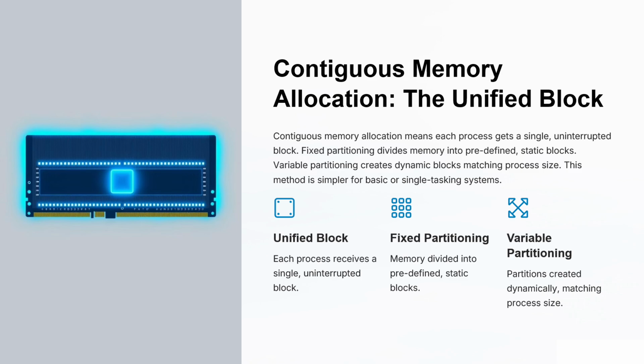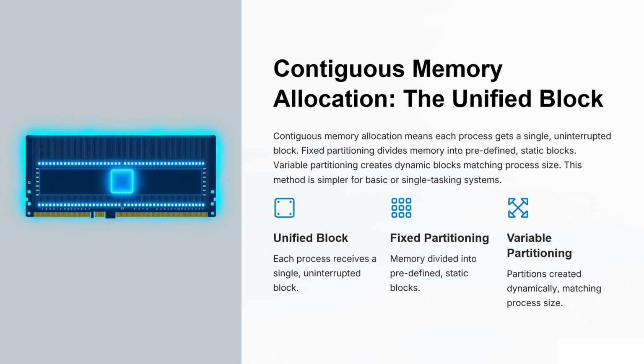Now, let's start with our first topic, which is contiguous memory allocation. One of the earliest techniques used in memory management is contiguous memory allocation. In this approach, each process is given a single continuous block of memory, like a straight line of memory cells. There are three types of contiguous allocation.